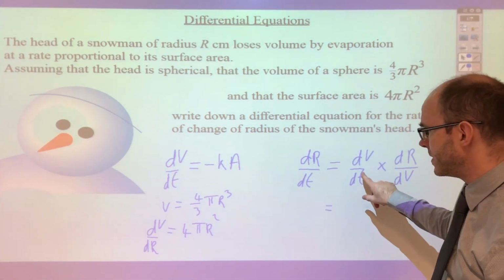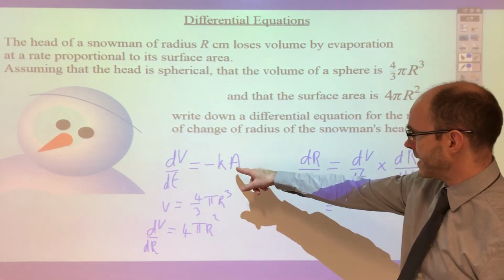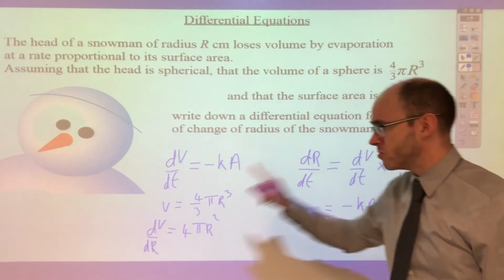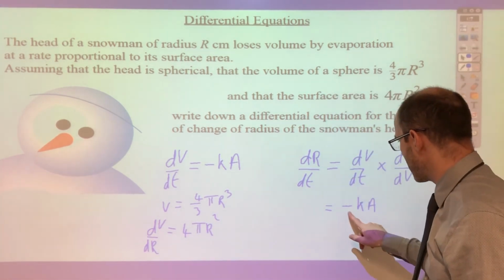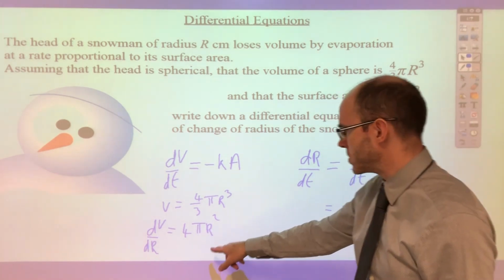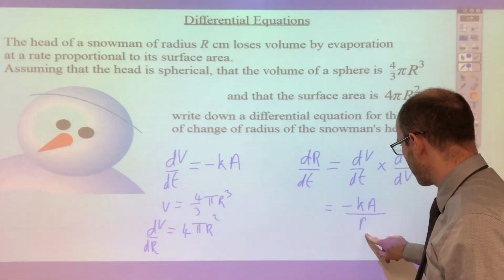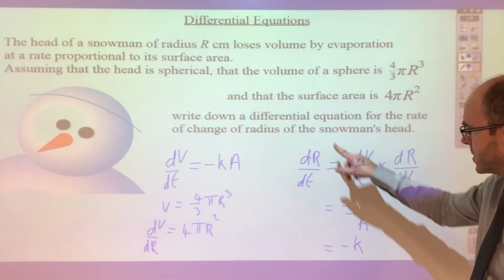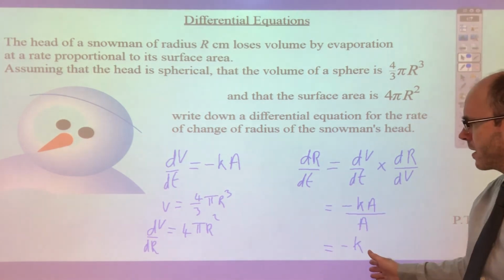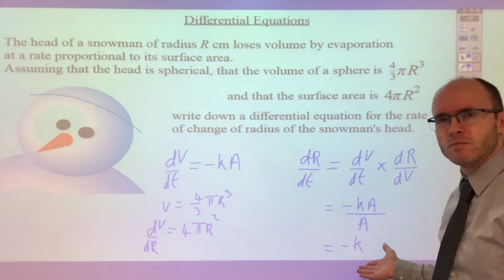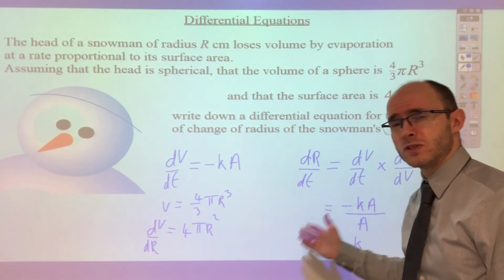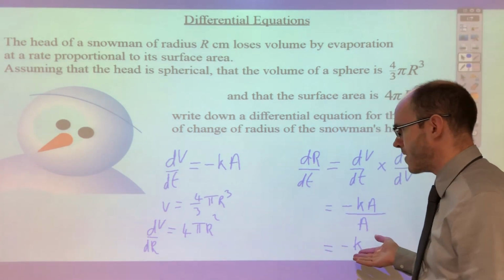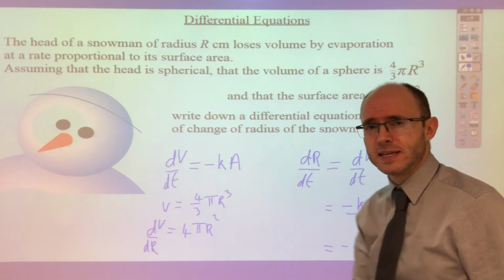So you've got dV/dt, which is negative kA, times dr/dV, the reciprocal of that, don't forget. So it's going to be over 4 pi r squared, which is just A. The A's will cancel, and it's just negative k. So dr/dt equals negative k. What does that tell you? Remember, k is a constant, so it means a constant decrease. It's not dependent on a variable such as r.